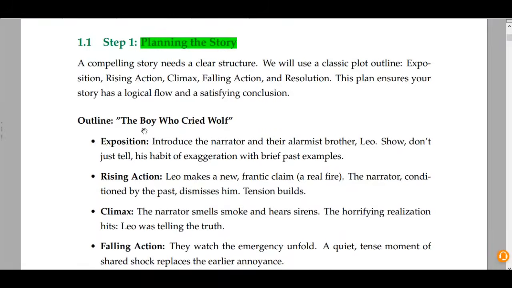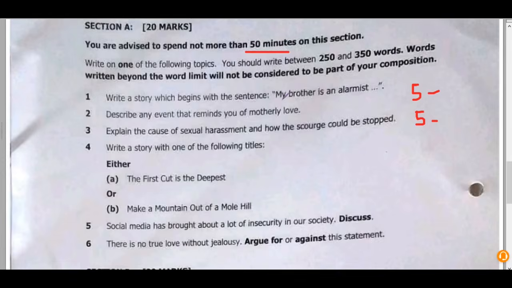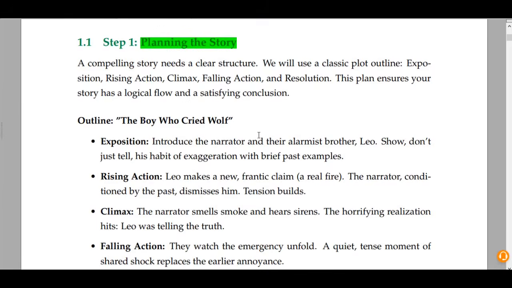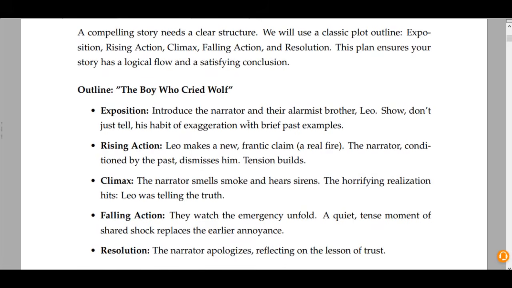Then you plan. Okay, so for example, what came to my mind was The Boy Who Cried Wolf, and it has to resonate with the title. My brother is an alarmist. Definitely it's kind of similar with The Boy Who Cried Wolf. We all know, most of us around the world, we know this story. He kept on crying wolf, wolf, but there was no wolf, until at the end of it all it actually happened. So we think in those terms before we start writing. So you create a simple outline first.